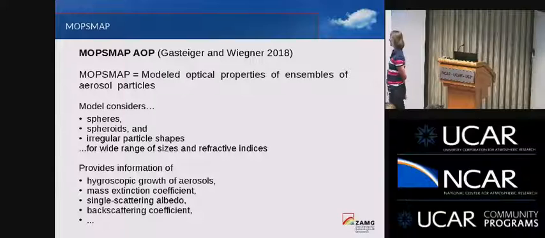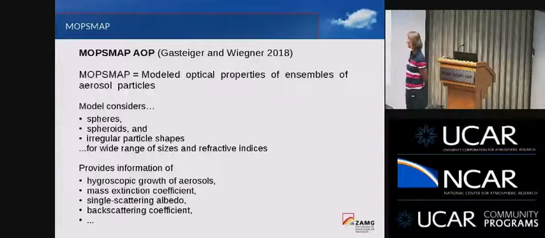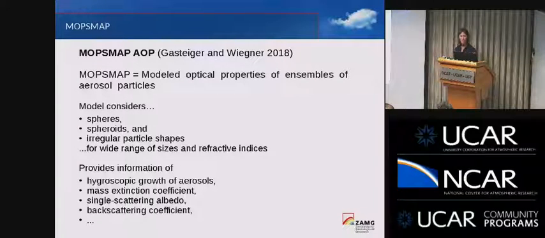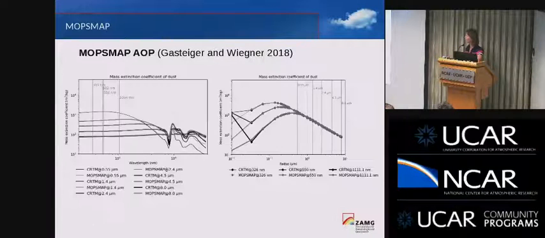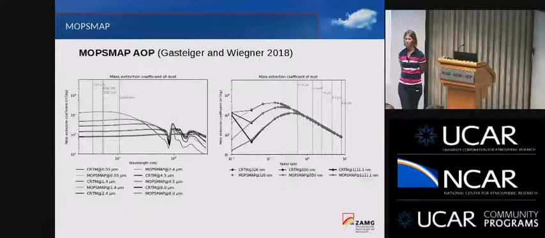He provided information using his model of the hygroscopic growth of aerosols, mass extinction coefficient, and single scattering albedo, and he also included some information about the backscattering coefficient. To evaluate and compare his model to the CRTM model, he tried to do exactly the same as was done with CRTM before, redoing everything using the same refractive indices and the same mass and radii of the aerosols.